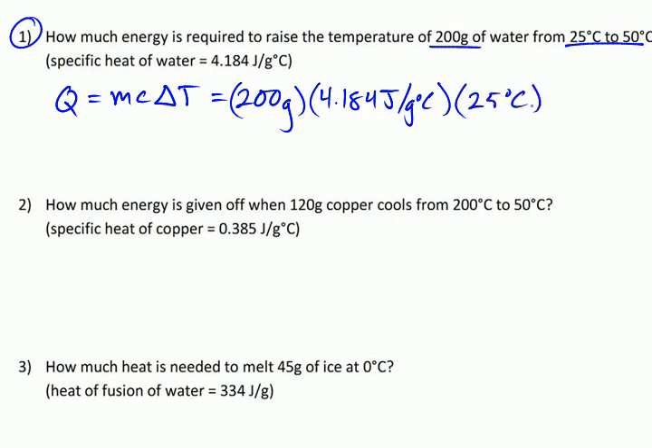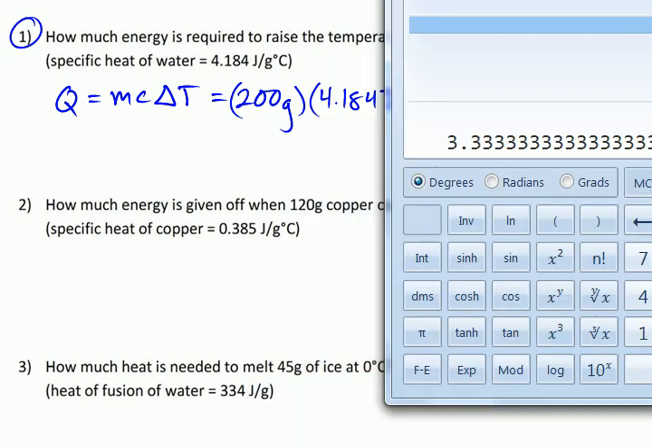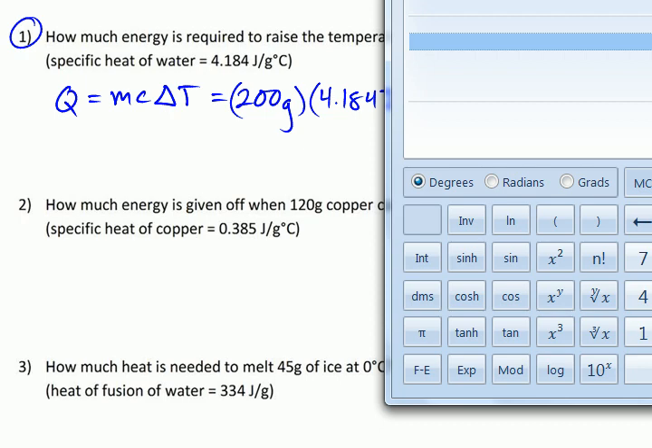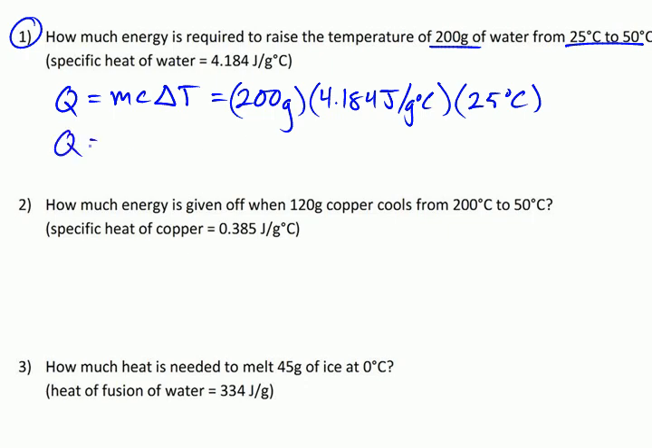Okay, so you just punch this into the calculator, and let me pull mine up here. 200 grams times 4.184 joules per gram C. Sorry, it's taking so long. And it's raised by 25 degrees C, so multiply that by 25, and you get 20,920 joules. 20,920 joules. Okay. So that's quite a bit of energy to raise 200 grams of water by 25 degrees Celsius. It requires this much energy.